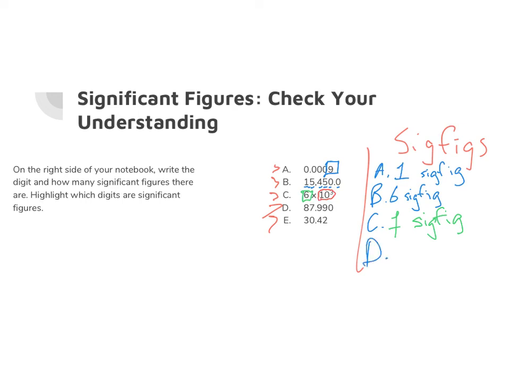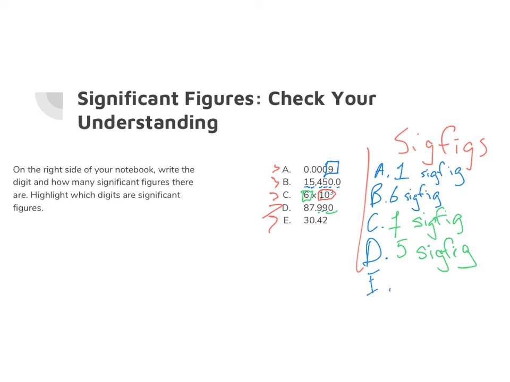D. 87.990. How many significant figures? You should all be saying 5. 5 significant figures. The final 0 indicates that a measurement was made to the 0.001 decimal point. So it is significant. And it's to the right of a significant figure, making it significant if we go by our rules from before.